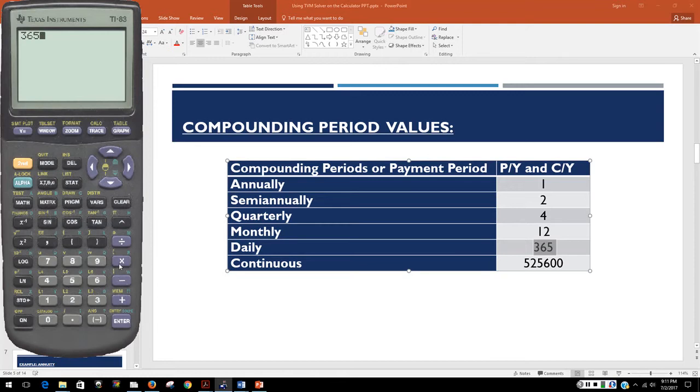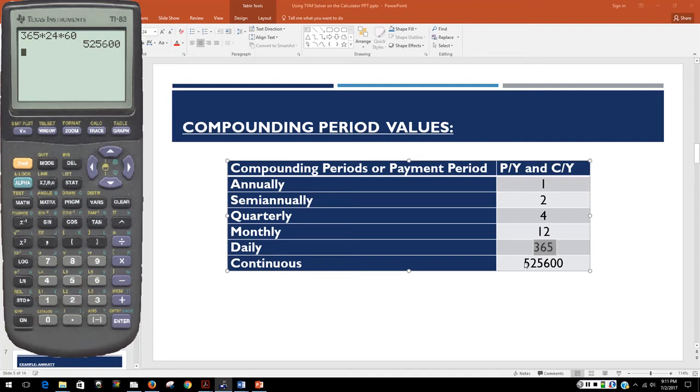365 days in 1 year times 24 hours in 1 day times 60 minutes in each hour means that there are 525,600 minutes in a year. So continuous compounding, without getting too technical, that would be compounding every single minute of every single day.